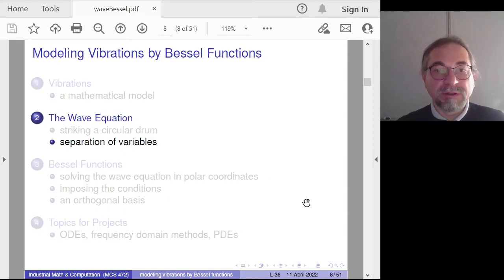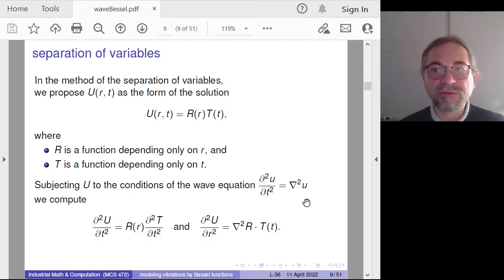Okay, what is the method that we apply? We assume that we can decompose our solution in a part that depends only on space and a part that depends only on time. So we have two functions. One depends on the distance from the origin, the center of the drum. So there is the capital R depending on the little r, and the capital T depending on the little t.